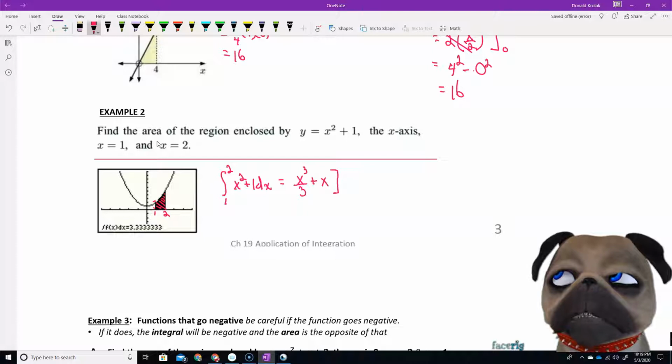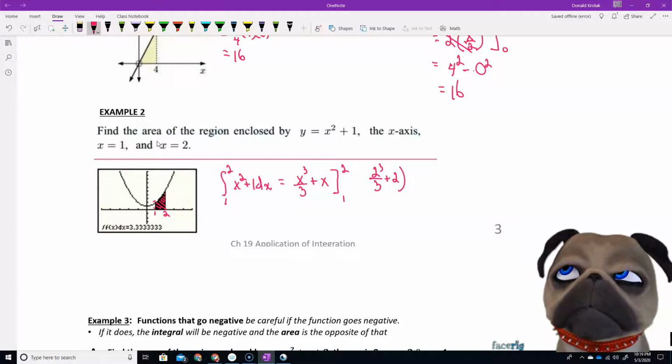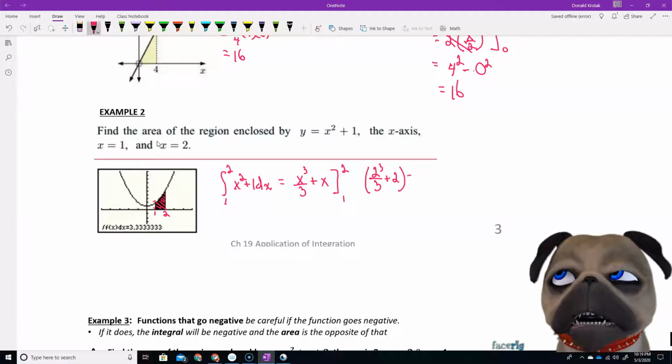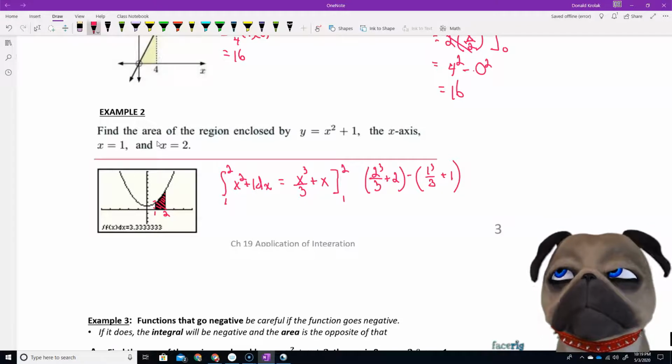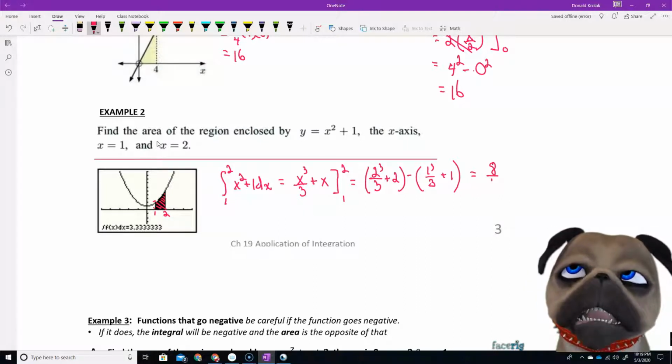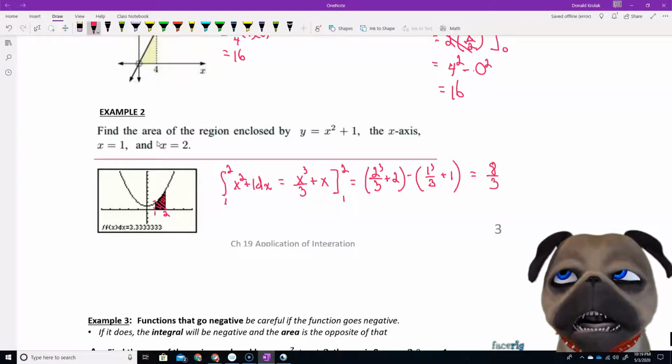And we evaluate that integral from 1 to 2. Okay, so that would be 2 cubed divided by 3 plus 2 minus 1 cubed divided by 3 plus 1. Okay, so we got 8 thirds. So now it's just a matter of doing the arithmetic.